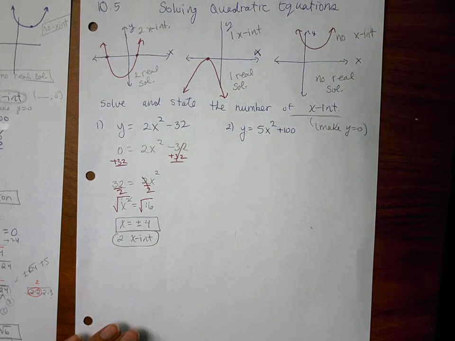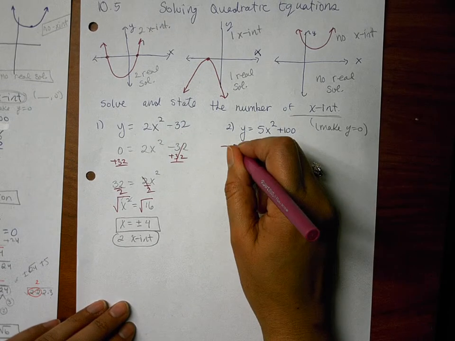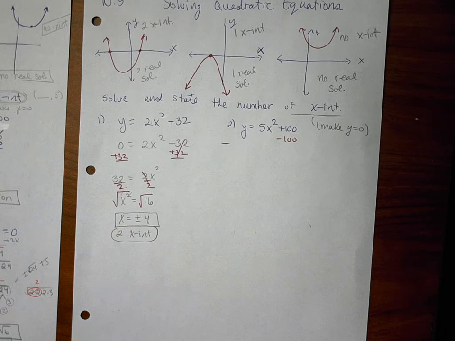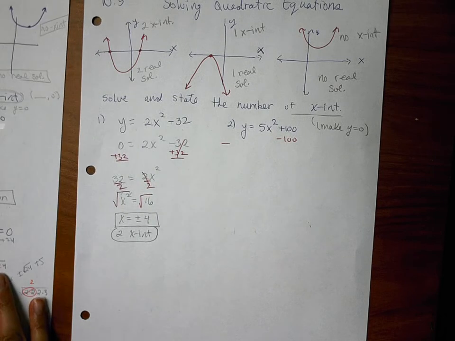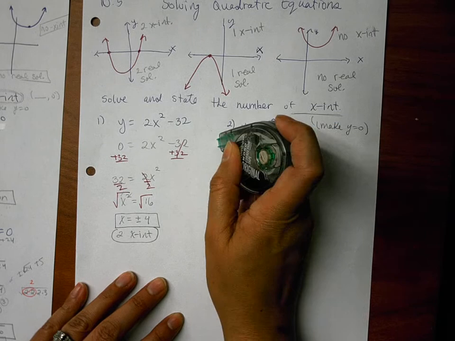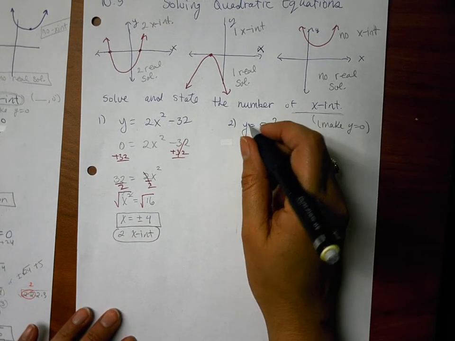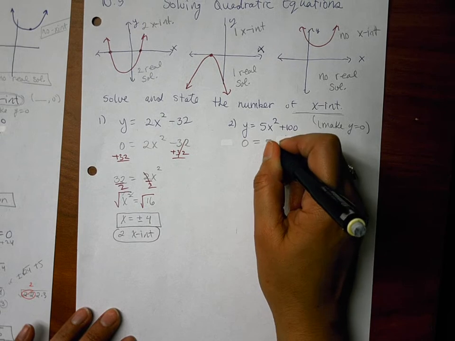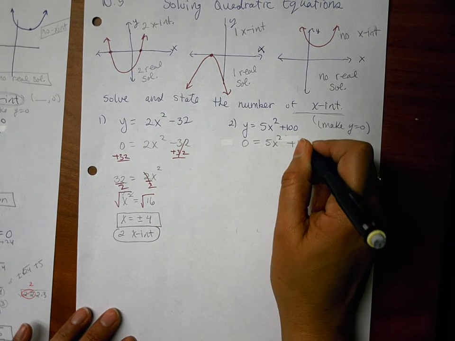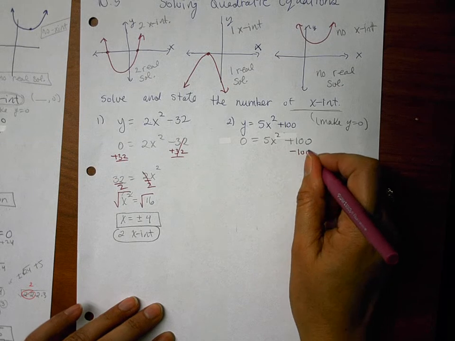Okay, next one, we're going to subtract the 100. And I jumped the gun again like I did in the last one. Before subtracting 100, what should I do if I'm finding the x-intercepts? We have the note right there. We should make the equation equal to 0. 5x squared plus 100. Okay, now we're going to subtract 100.